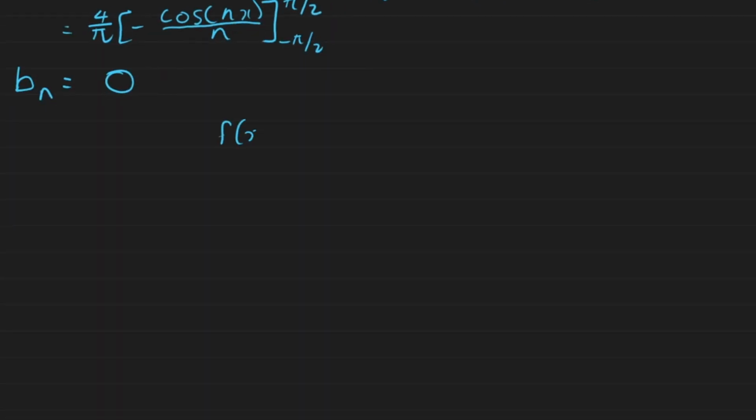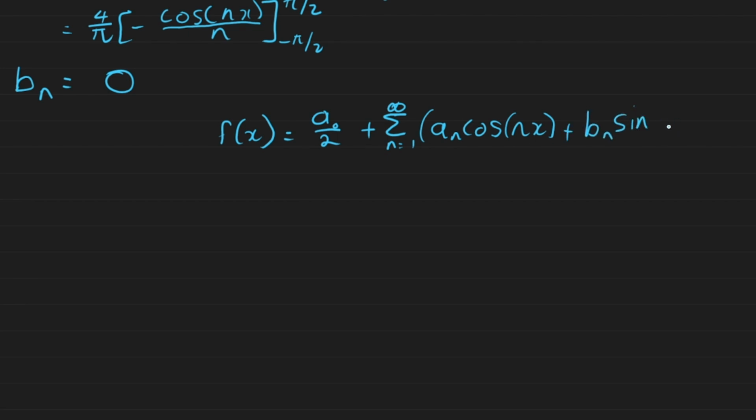We have f of x is equal to a naught over 2 plus our infinite sum starting from 1 to infinity of an cos nx plus bn sine nx. So we know that this bn is equal to 0. We had just shown that. We're only going to have these cos terms. And a naught, if you remember, was equal to 4. And an, we had seen that it actually depends on odd numbers only, and every alternate odd number was negative.